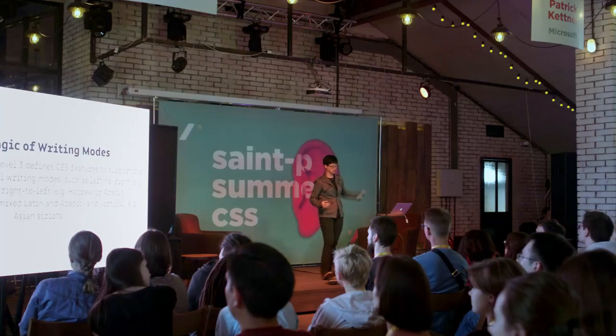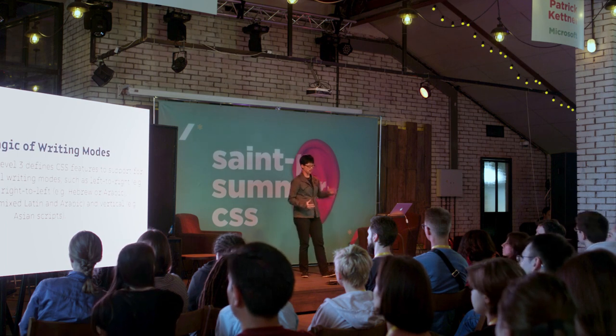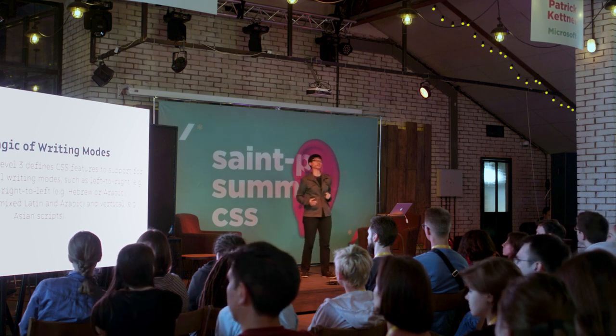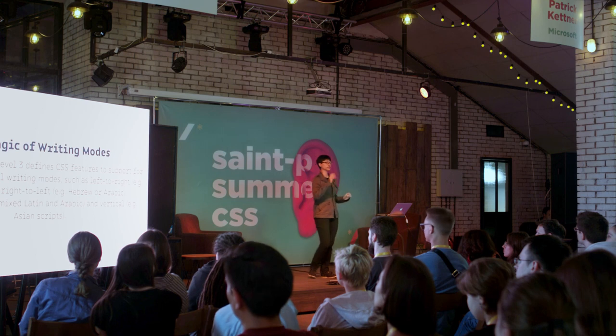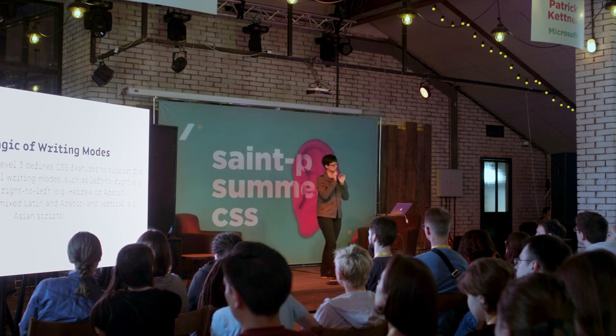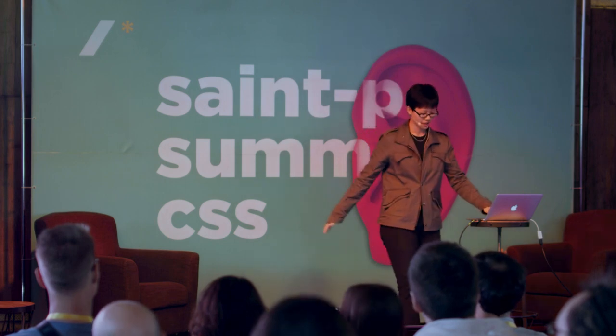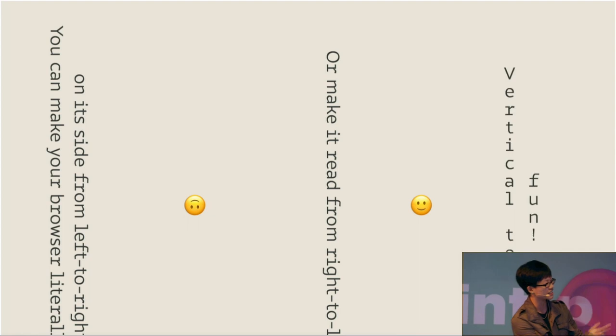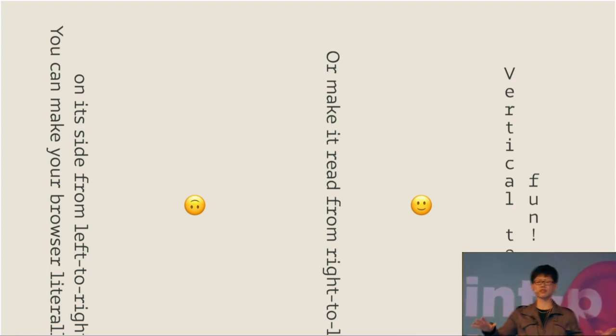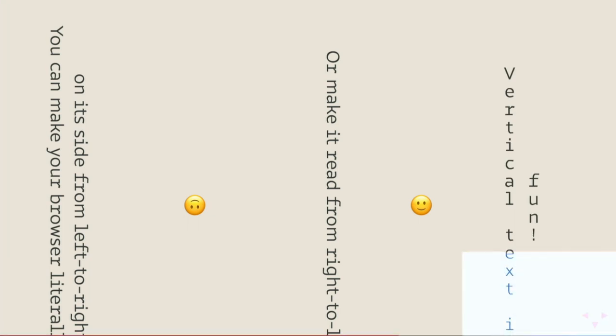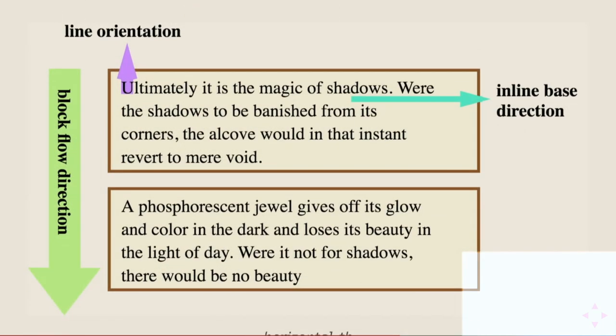Now, there's an entire specification dedicated to writing modes, and it's defined as such, support for international writing systems. So coverage includes left-to-right languages as well, but the writing mode property specifically addresses vertical writing. So you can literally turn the browser on its side. And some of you might be thinking, big deal, we can do that with CSS transforms, right? It's different. Let's cover some basic terminology.